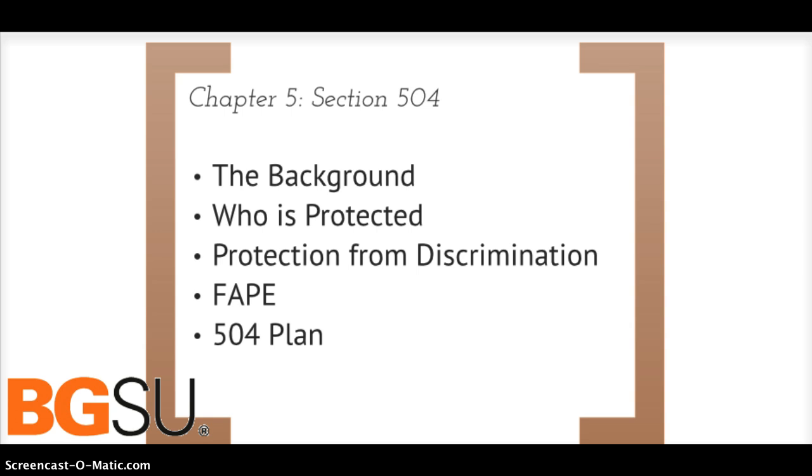So we're going to look at the background, talk about who's protected by Section 504, and the ways in which schools are obligated to provide protections from discrimination. 504 does have a definition of FAPE, free and appropriate public education, that we need to discuss. And then this idea of development of a 504 plan and what that looks like. So those are the things we're going to hit in this chapter.